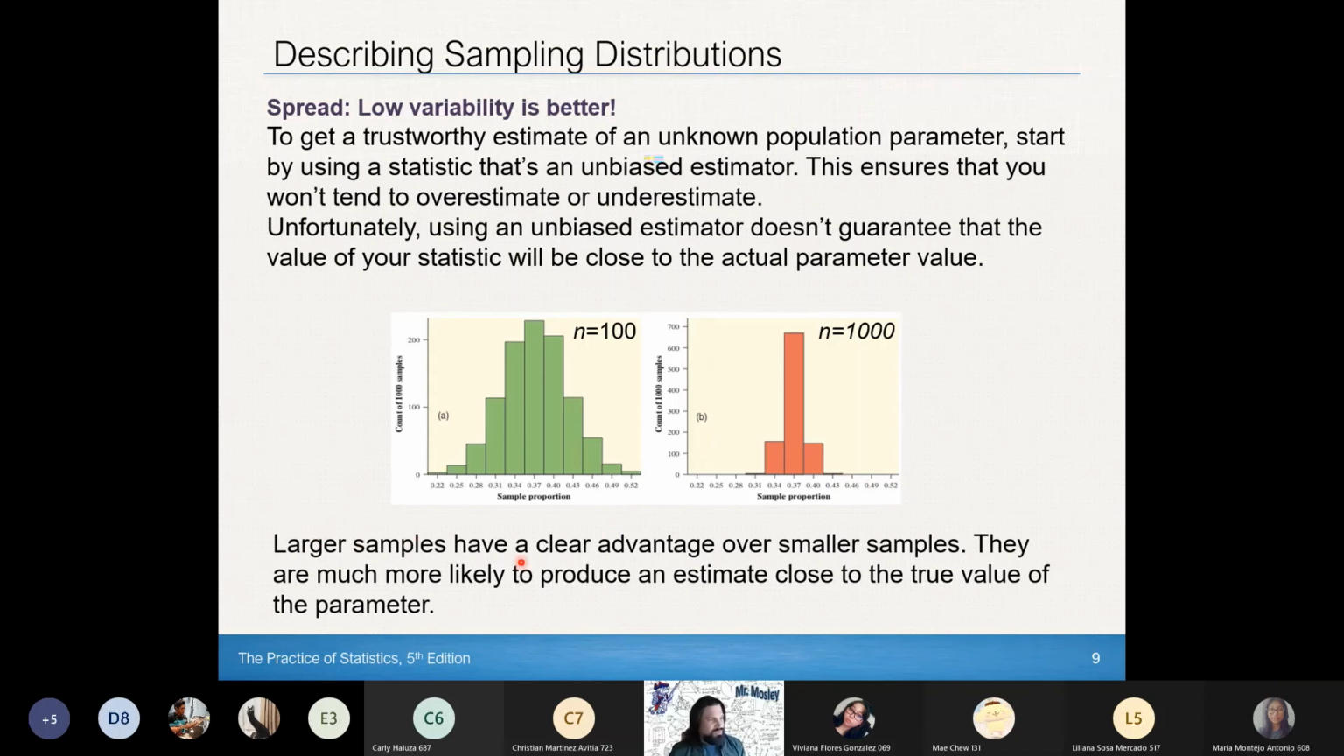This is because larger samples have a clear advantage over smaller samples. They are much more likely to produce an estimate close to the true value of the parameter. Essentially, because there's less variability, we are much more likely to get a mean sample proportion where it should be. Because there's more variability here, there's more wiggle room, it's possible that the mean might not work out.